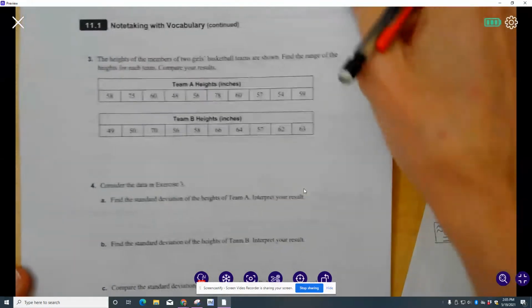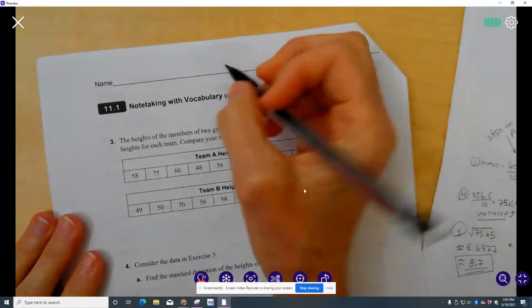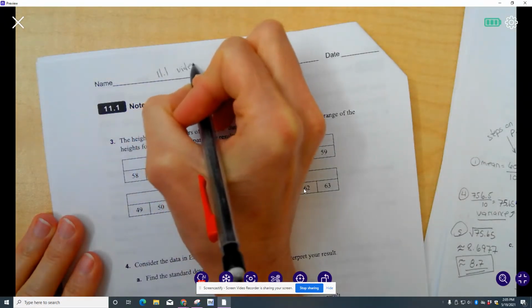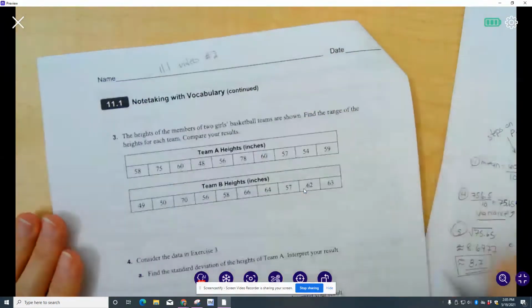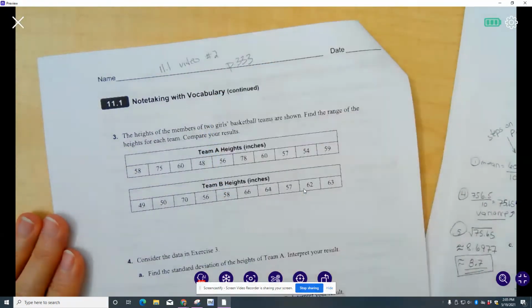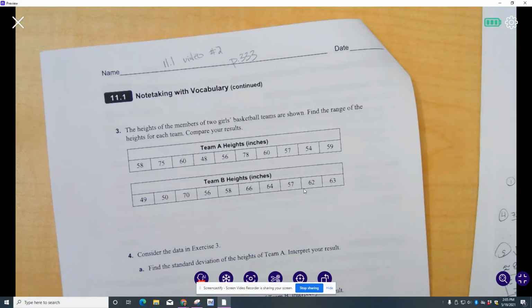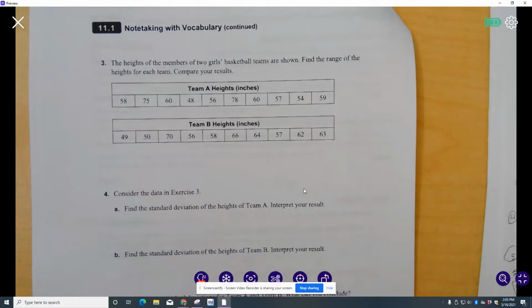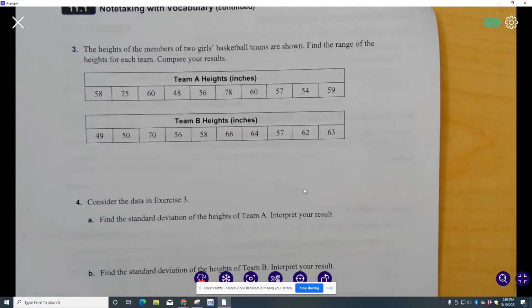Hello, Algebra 1 students. This is 11-1 video number 2. And you need to be on page 333 in your journal. So we're going to look at an example where we find range and standard deviation. You're going to probably want your calculators handy for this.